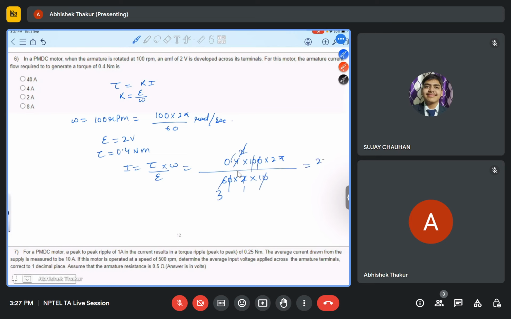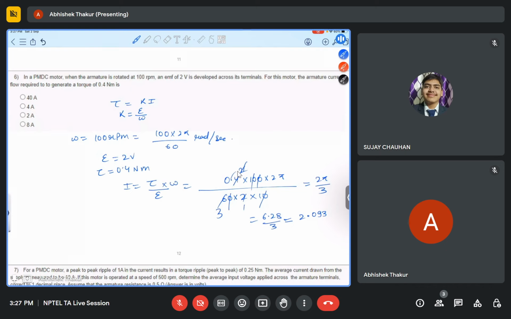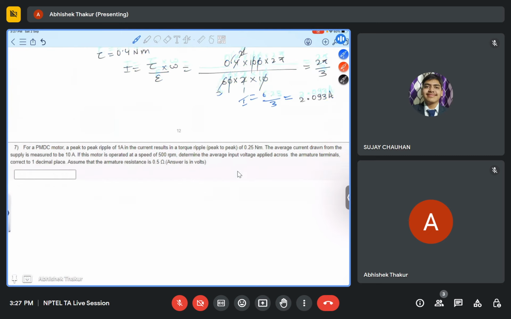So our answer will be 2 pi by 3. So it will be around 6.28 by 3. So it will be 2.093. So the correct option is given. We have to choose the nearby option. So that is 2 ampere here. That is almost equal to 2.093 ampere. So these questions are just formula based questions.